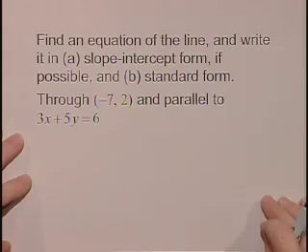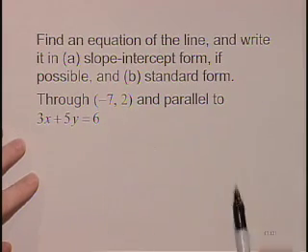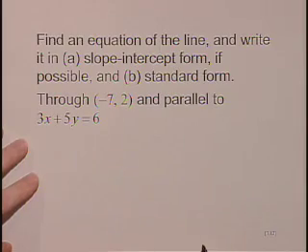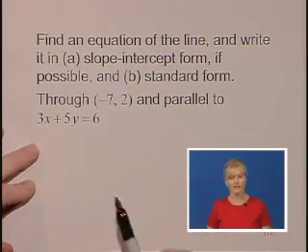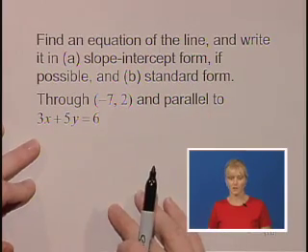Let's find an equation of the line and write it in A, slope-intercept form if possible, and B, standard form, through the point (-7, 2) and parallel to 3x + 5y = 6. So we have a point. We also need the information about the slope. And since it is parallel to the second line, we know that their slopes are equal.